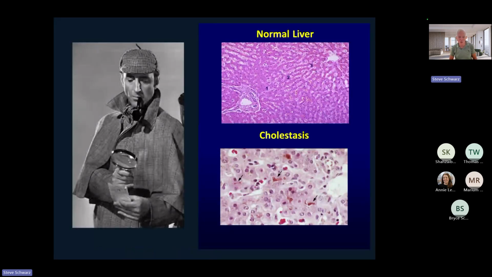So Sherlock Holmes, this is the microscope that he used, and obviously here you have a normal liver, and below it you see the bile pigment marked by the arrow with intrahepatic cholestasis.